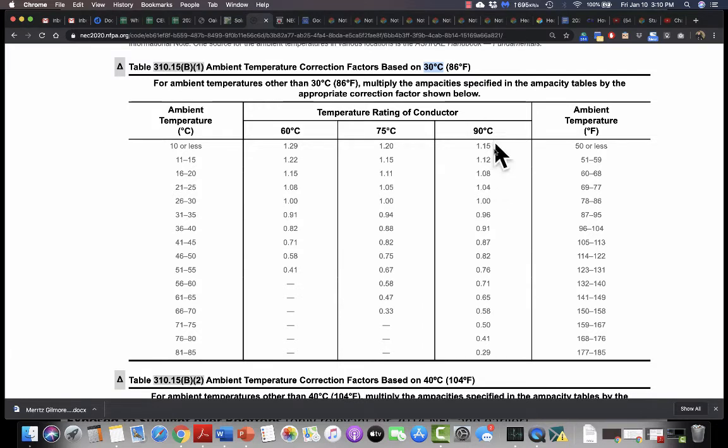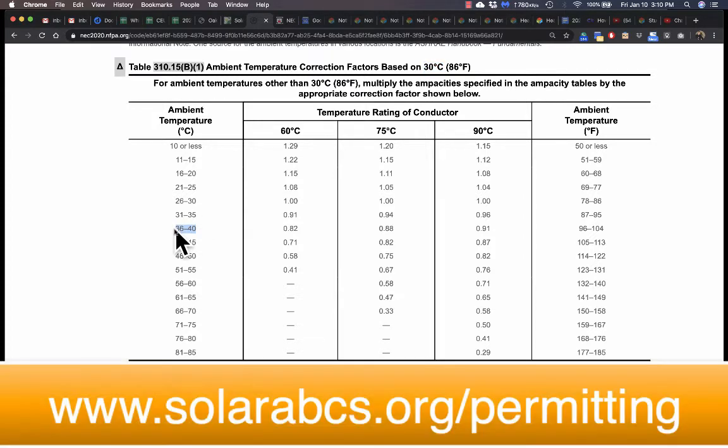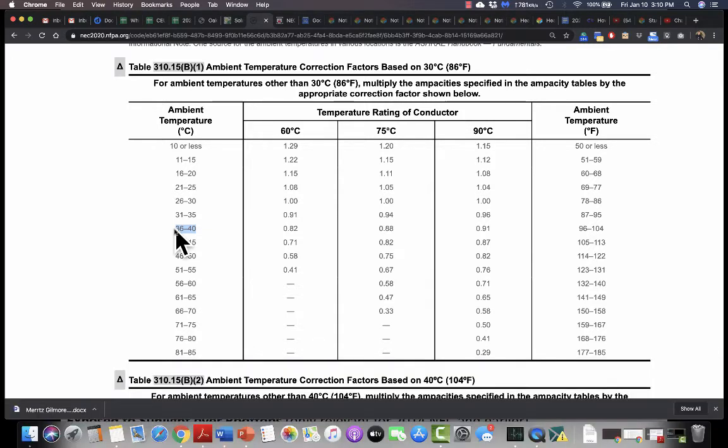So we could see there's the 90C column. Typically in the solar industry, we are using 90C rated wire. And so if you're in a place where it gets super hot, say it gets to be 40 degrees. One of the places that you would get these temperatures from is the Solar ABCs website, and I've already showed you that, and it was funded by a DOE grant. The grant doesn't go on, so it's a little bit out of date, but it doesn't really matter.